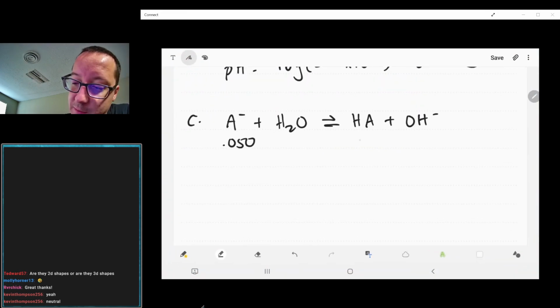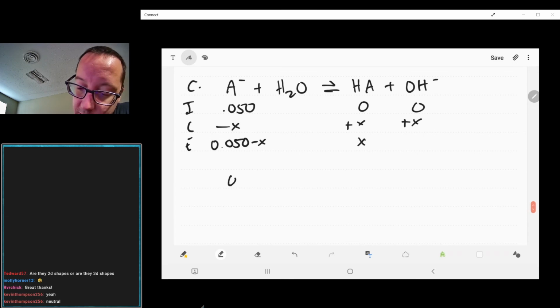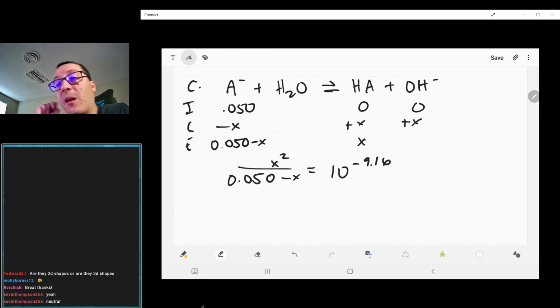This will just make things a little bit easier for us to calculate because we'll end up with an easier thing to solve. So 2 plus x plus x. Here's our ICE table. We'll get the same thing. This will be 10 to the negative 9.16, which is our Kb. A little bit easier to use this one because we can just now fake it.